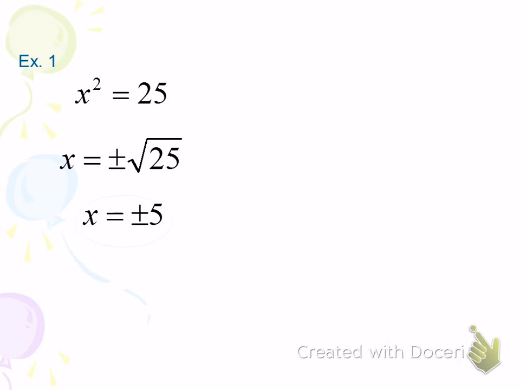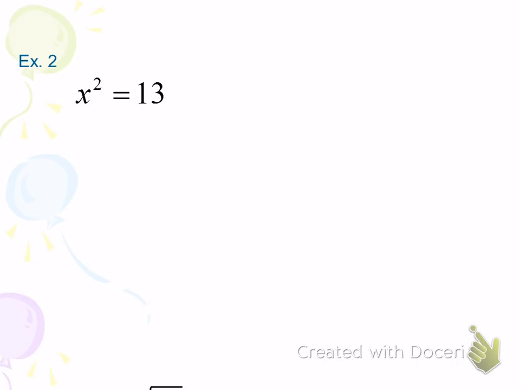All right? What about x squared equals 13? What's x equal to? Plus or minus the square root of 13. So it works whether it's a perfect square or not. If x squared equals 13, then x is plus or minus the square root of 13. It works, all right? What about this one?